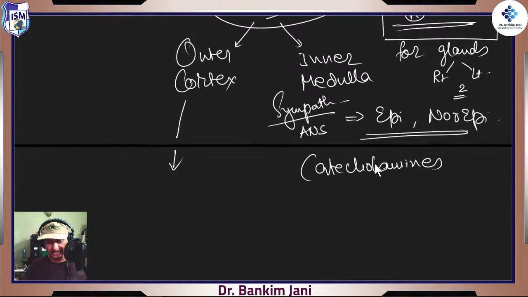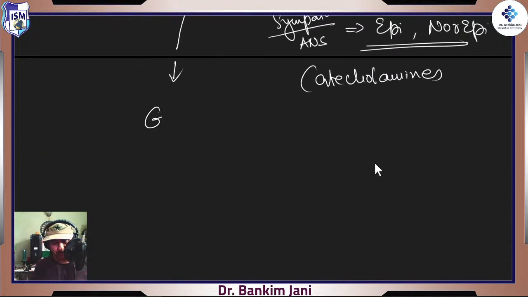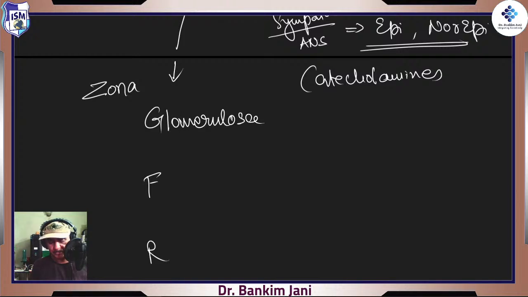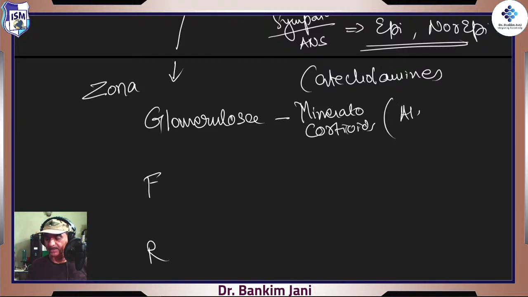Now it is the outer cortex. The outer cortex is the bigger one. So we remember it like G, F, R, right? They all are zona: zona glomerulosa, zona fasciculata, and zona reticularis. In the case of glomerulosa, it will be releasing mineralocorticoids, right? So it will be handling that. Mineralocorticoids, the corticoids, for example, aldosterone.